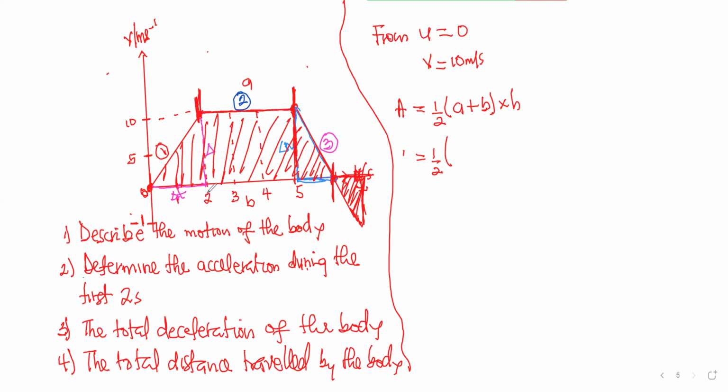This is 5, this is 2. So what's the interval? 3, isn't it? Then this is 6. B starts from 0 to 6. So plus 6. What is the value of H? 10. So we have half times 10, which is 5. When you sum up 6 and 3, you have 9. 9 times 5 is 45. So the upper part of the area would give you a distance of 45 meters.